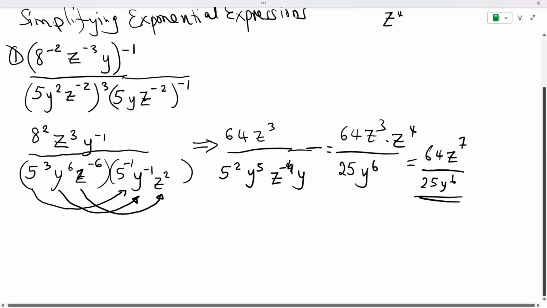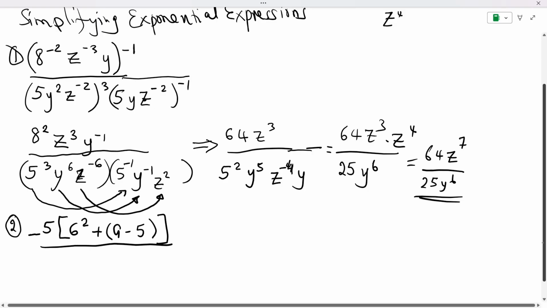Okay, so let's look at a second example. Let's look at a second example with actual figures, and we see where it takes us. Let's suppose we have minus 5 square brackets 6 squared plus open brackets 9 minus 5 close brackets and then close square brackets, and this is divided by 4 into 2 minus 3 squared.